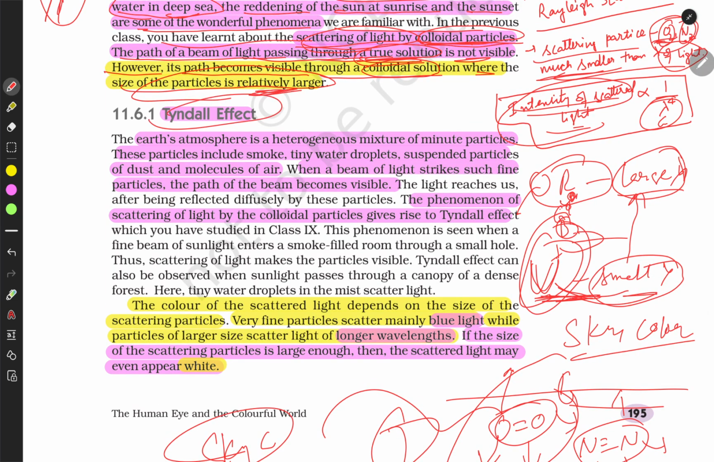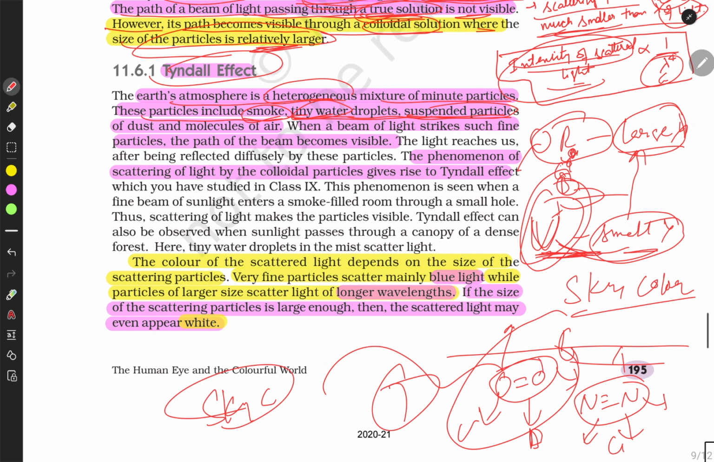What is the Tyndall effect? We have already gone through it. The atmosphere is a heterogeneous mixture of minute particles, and these particles include smoke, tiny dust, and suspended droplets. These smoke and tiny droplet particles are very large compared to the molecules of oxygen and nitrogen. Dust particles will be far larger than this. When a beam of light strikes such a fine particle, the path of the beam becomes visible. And this phenomenon of scattering of light by colloidal particles gives the Tyndall effect.